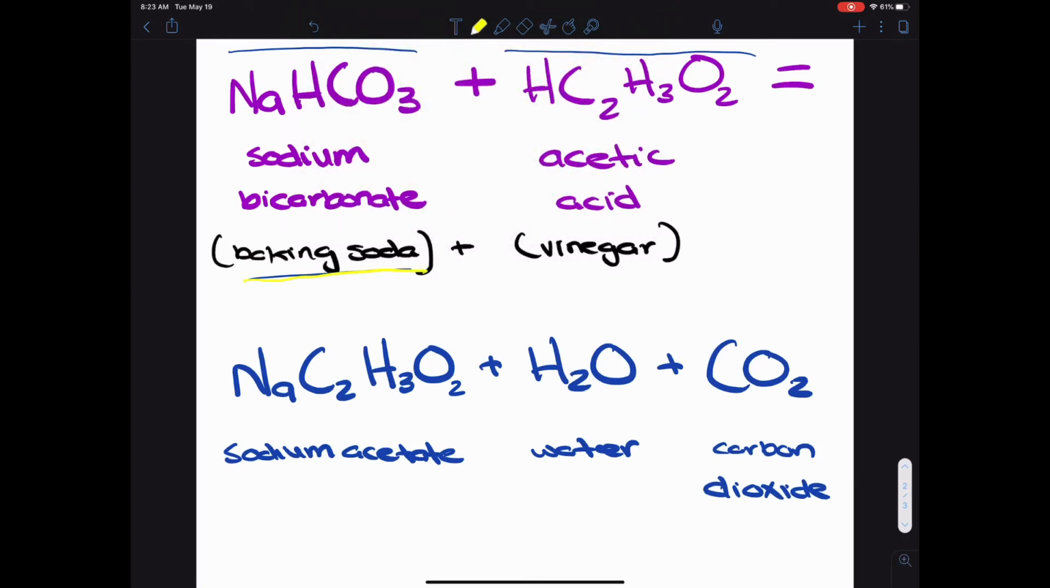I've got baking soda, which is sodium bicarbonate. And this is the chemical symbol of sodium bicarbonate. We've got sodium, hydrogen, carbon, and oxygen. Notice that we have one sodium, one hydrogen, one carbon, and 3 oxygen right there. And then we're adding vinegar, which is acetic acid, HC2H3O2. So we have 1 hydrogen, 2 carbons, 3 hydrogens here, and 2 oxygens.